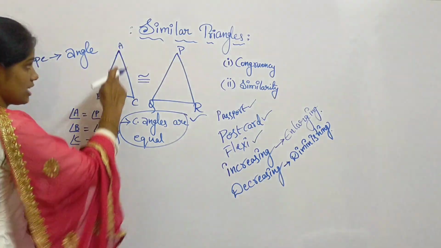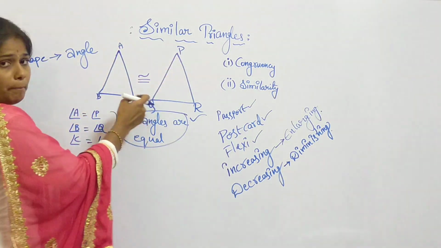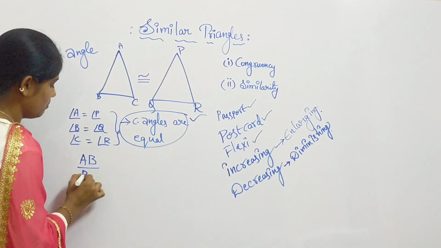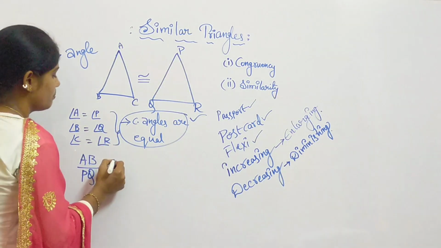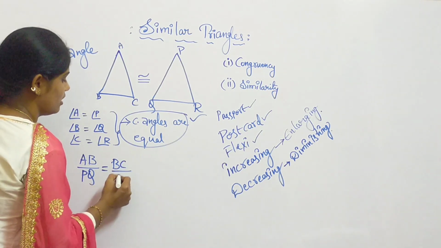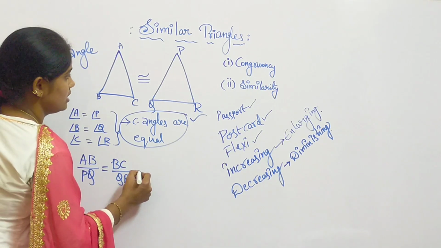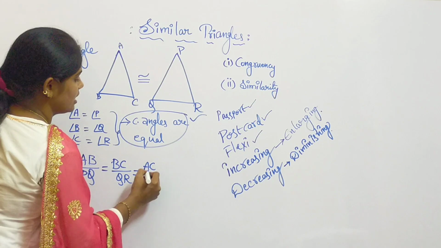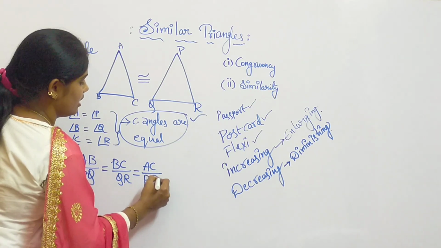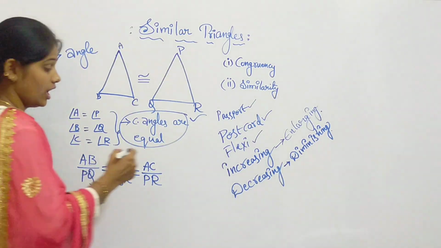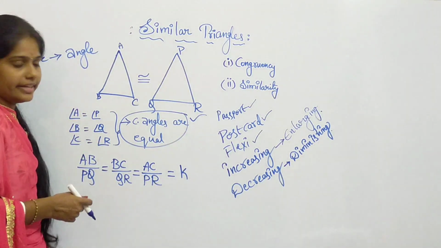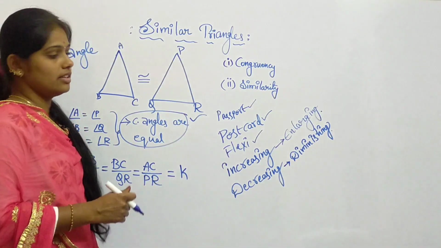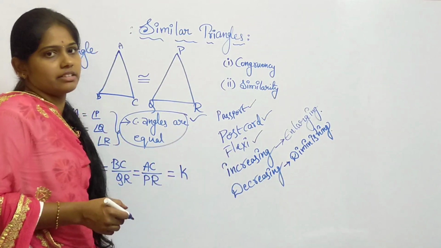AB, its corresponding side is PQ. AB by PQ is equal to BC by QR is equal to AC by PR is equal to K. K is a non-negative integer. It is known as the scale factor.